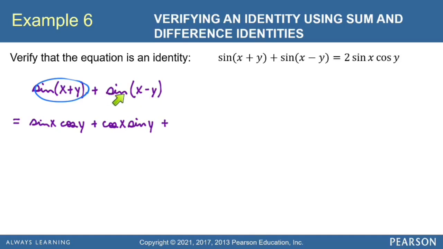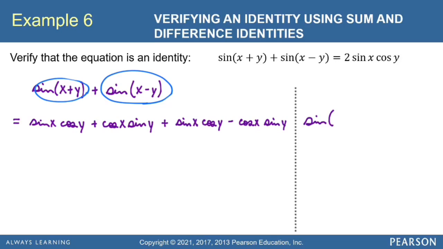And then the second term from our original expression has sine of x minus y. So that's a place where we can use our sine of a minus b identity. So substituting x and y in place of a and b in our sine of a minus b identity, that's going to give us sine of x times cosine of y minus cosine of x times the sine of y. Let's put our vertical line and write down that we used the sine of a plus b identity and the sine of a minus b identity.